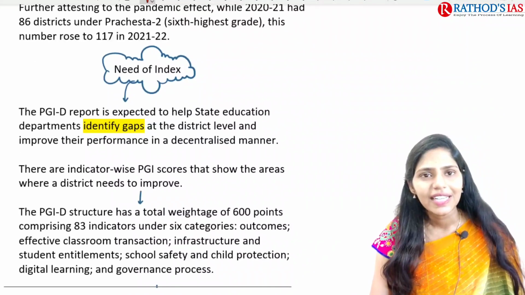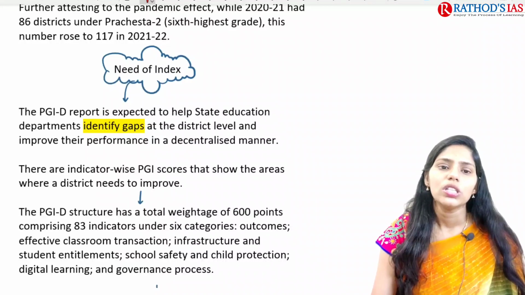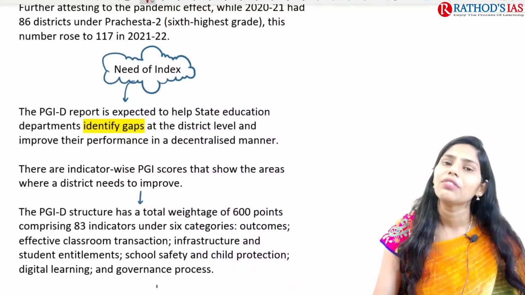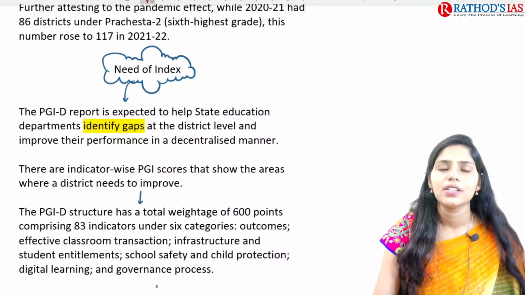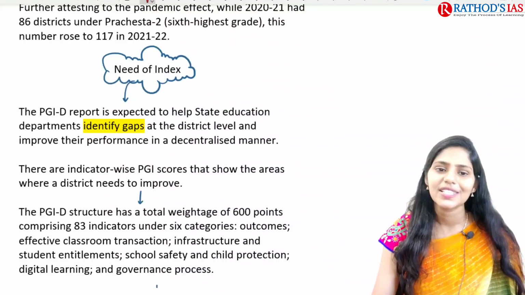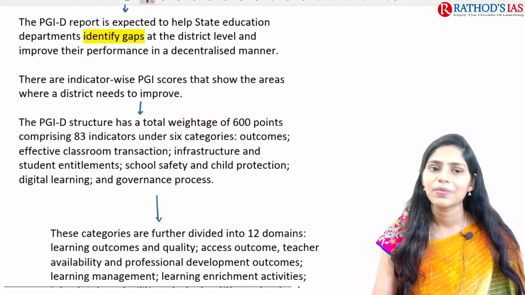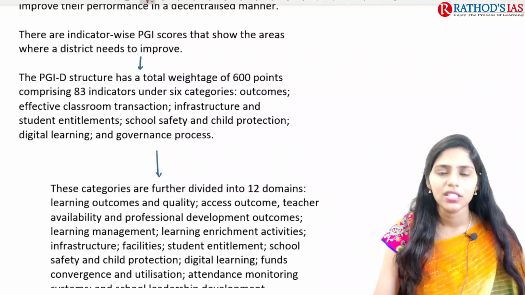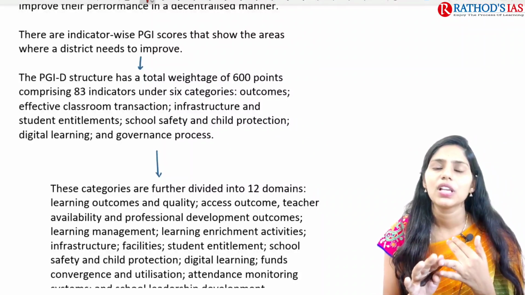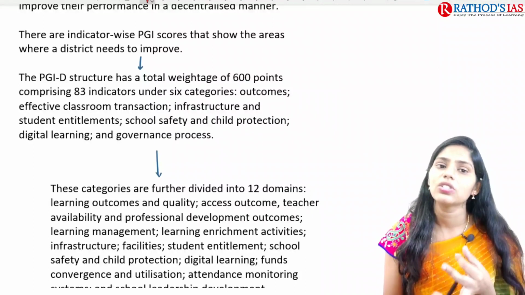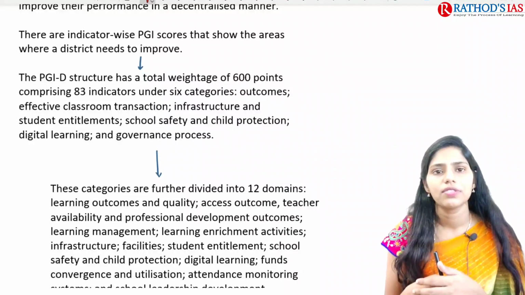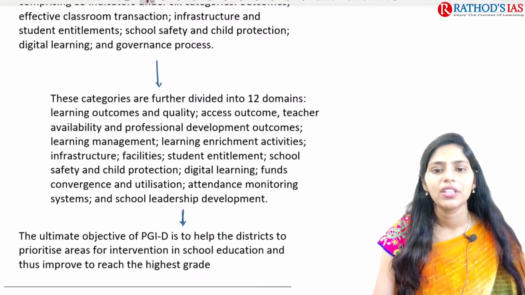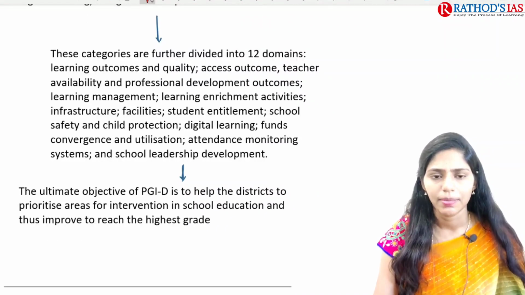And why do we need this type of indices? Indices are very important. They mainly give details so that based on those details, your state education departments will identify which gaps they have at the district level, and based on those gaps they will have a chance to improve their performance. This will also be helpful to take new steps or initiatives. There are about 600 points and about 83 indicators under 6 categories. Which are those categories? The first one is outcome, second is efficient and effective classroom transition, infrastructure, student entitlements, school safety and child protection, digital learning, and governance processes. These are the 6 categories, and we also have 12 domains that you can see in the PDF. So this is about this topic.